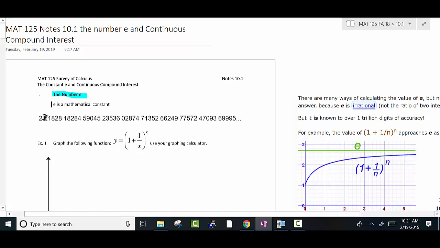E is a number, and the decimals go on forever. I just took this screenshot of it on the internet, so they go on forever. For your purposes, it's usually good enough if you know it's about 2.7, roughly. Kind of like pi, where you usually use 3.14, E is about 2.7, roughly.